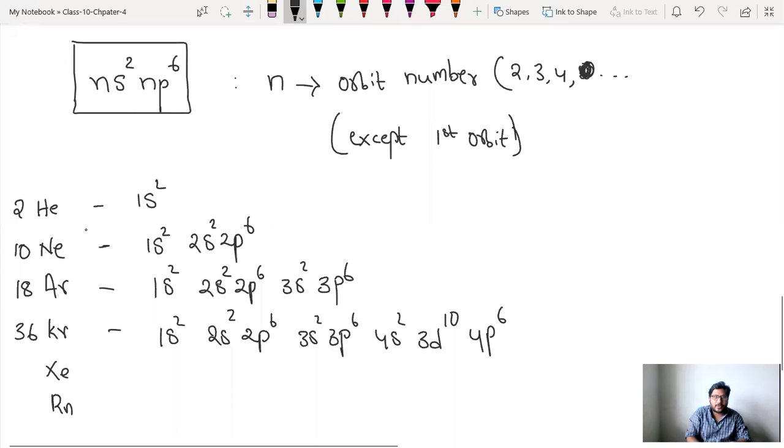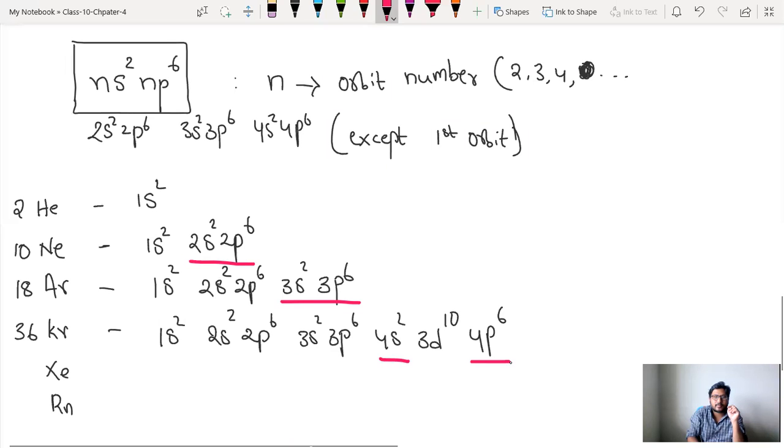Now, except first, for helium, we cannot go with 1s2, 1p6 because in the first orbit we have only one orbital, the s orbital. While coming to second, if you substitute 2, it will become 2s2 2p6, isn't it? If you substitute 3, it will become 3s2 3p6. If you observe 18, 3s2 3p6. If you substitute 4, it will become 4s2 4p6.